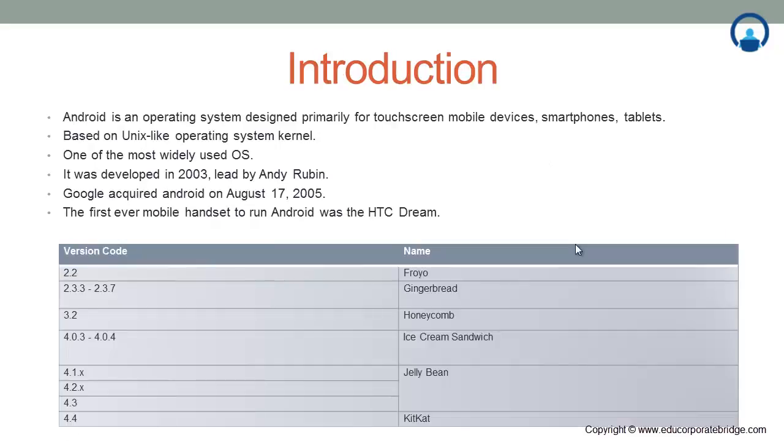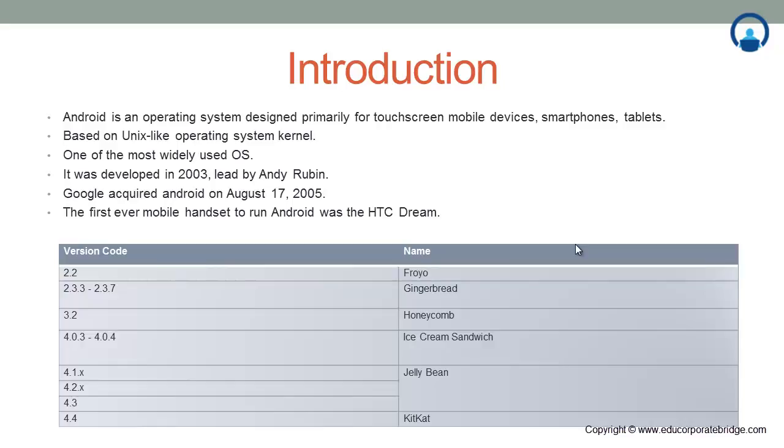So what is Android? Android is basically an operating system designed primarily for touchscreen mobile devices, smartphones, and tablets. And Android is based on a Unix-like operating system kernel. You may be knowing this, that Android is one of the most widely used operating systems for mobile devices, smartphones, and tablets, as Android covers almost 70% of the market share when it comes to the operating systems for mobile devices, smartphones, and tablets.